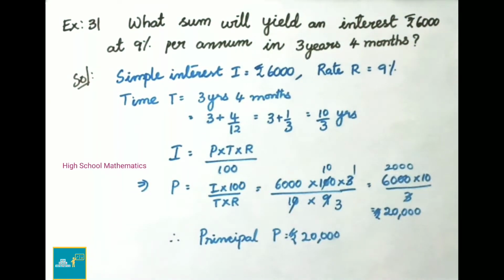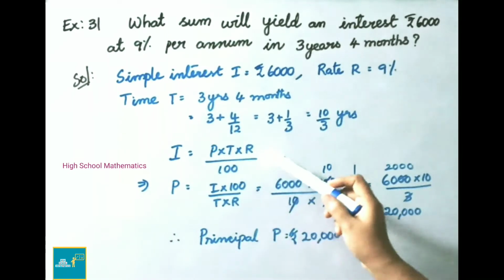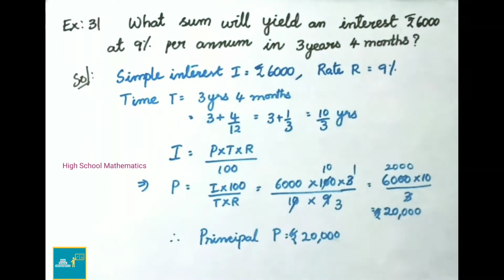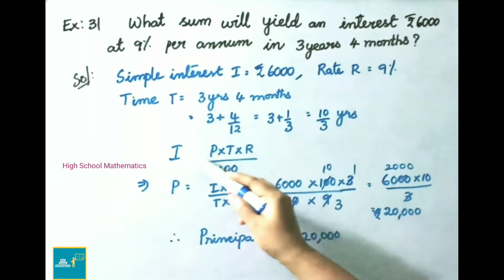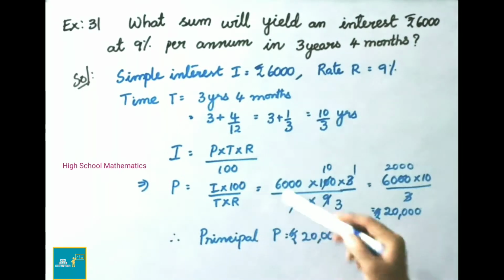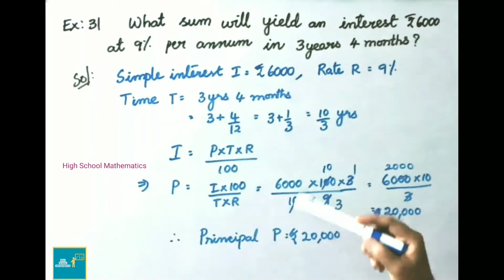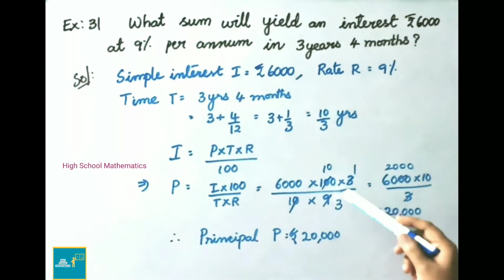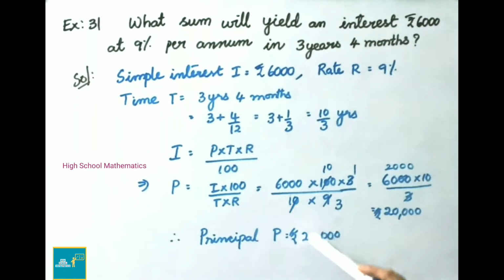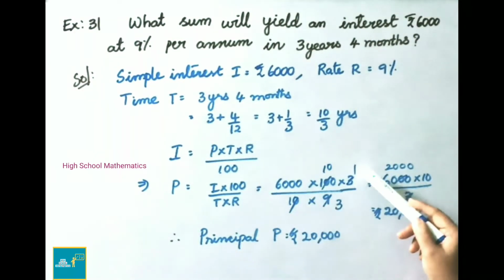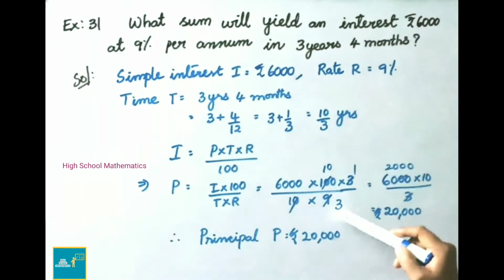We know simple interest formula I equals P into T into R by 100. Here in our question we have to find the sum, that is nothing but the principal amount. So that implies P equals I into 100 by T into R. That equals simple interest 6,000 rupees into 100 by time is 10 by 3. So 10 by 3, here the 3 will come to the numerator.